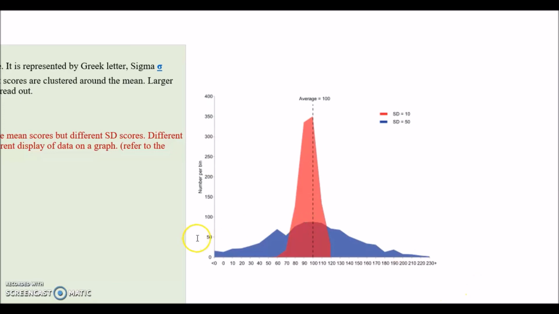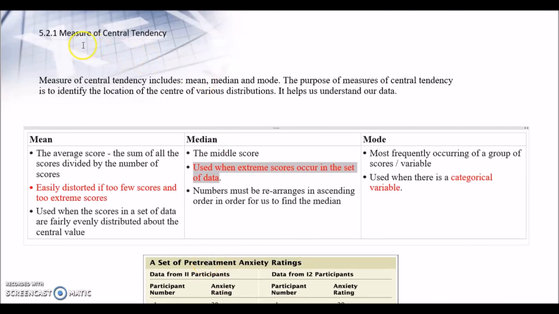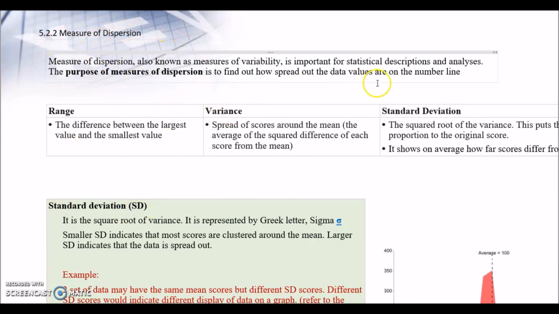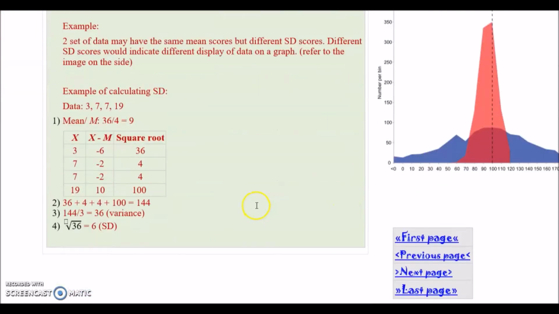Okay, so just to summarize, there are two more things you need to remember here. Measure of central tendency, whereby the whole point is to find the location of the center of various distributions. I want to know what is the middle point, either through mean, median, or mode. But the most commonly used is the mean. Measure of dispersion, as the name says, I want to know how spread out the data values are on the number line. So we can do it with range, variance, and standard deviation, but most of the time we just use standard deviation.